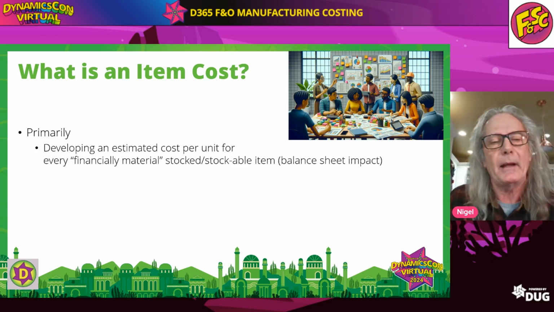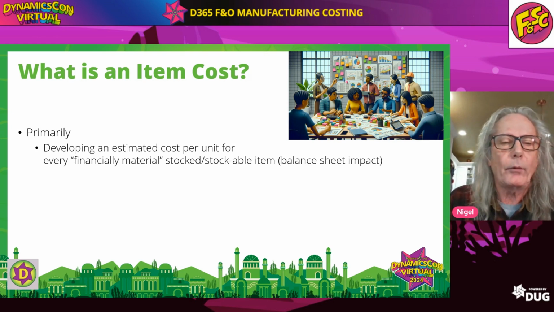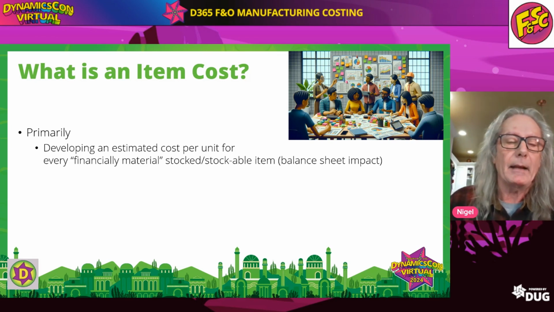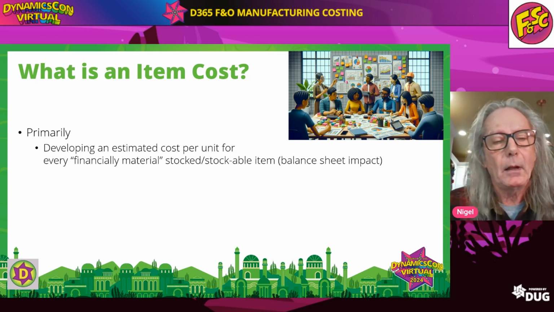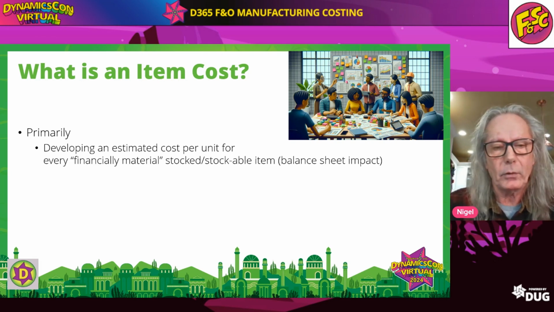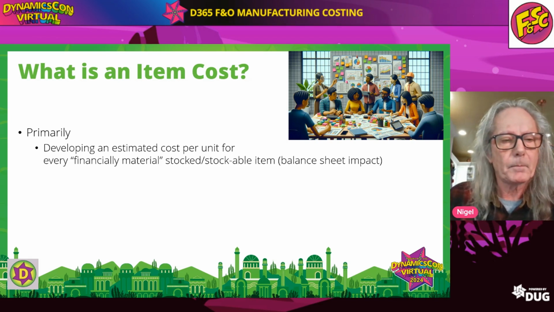Primarily so we can develop an estimated cost per unit for every financially material, stocked or stockable item with a balance sheet impact. What do I have in inventory? How many dollars do I have in inventory for this item? And I do emphasize financially material. My advice is don't make the mistake of thinking every nut and bolt and screw needs to be costed. You do have the ability on the BOM to say this is not material for costing, and it can keep things a little more straightforward.